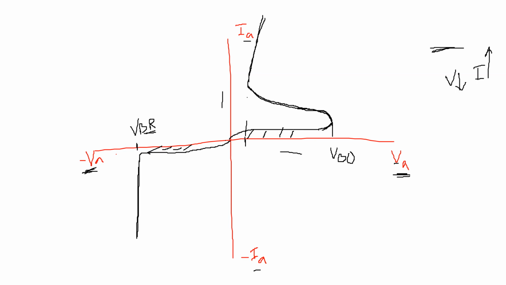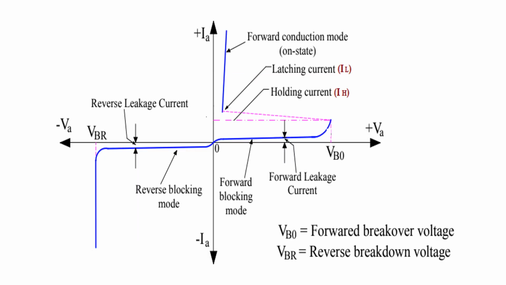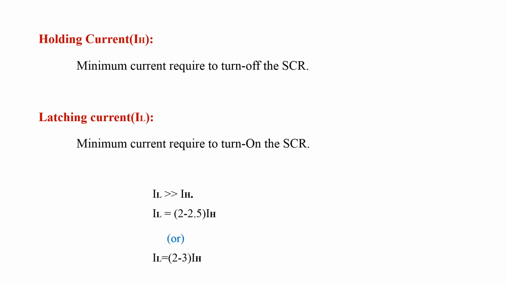In this we consider the concepts of latching current and holding current. This is the holding current, IH, and this is the latching current, IL. Now we are going to discuss what the latching current is, what the holding current is, and the relation between these two. These two concepts, and the relation between them, are very important from the gate point of view.